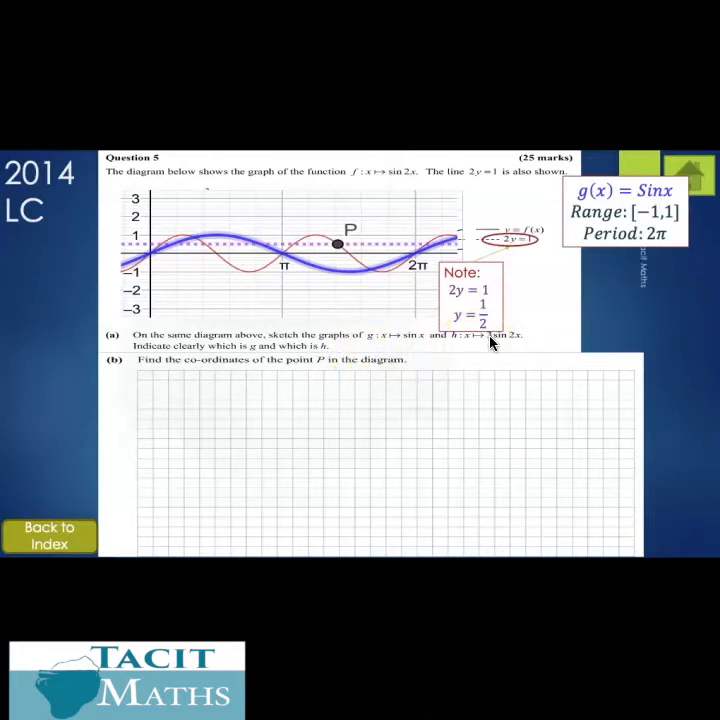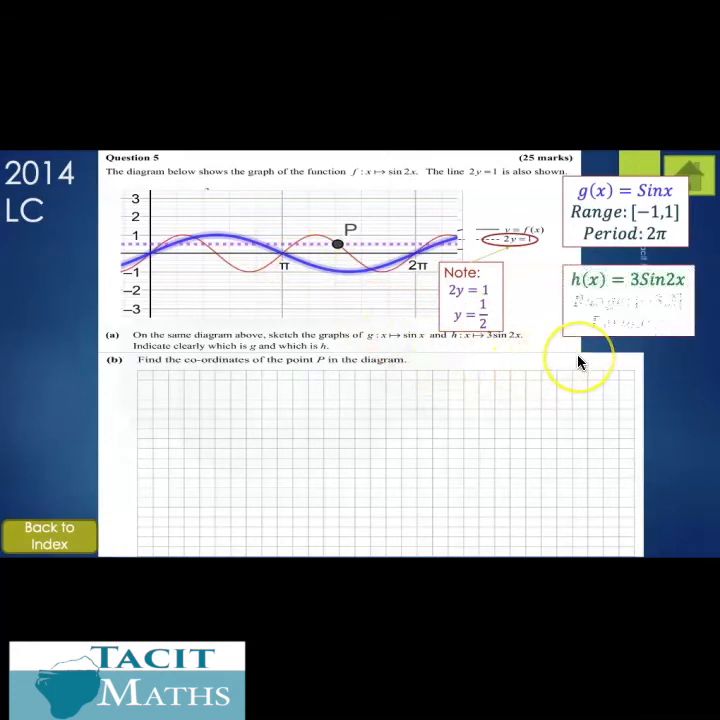Now the 3 means that the range of this function is going to be -3 to 3. The midline is 0, so there's nothing complicated there. So the range is going to be from -3 to 3, and the period this time is going to be half the original period. That's what that 2 is. So the period is going to be pi, or 180 degrees.